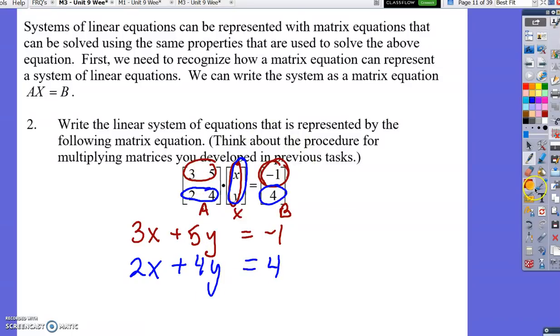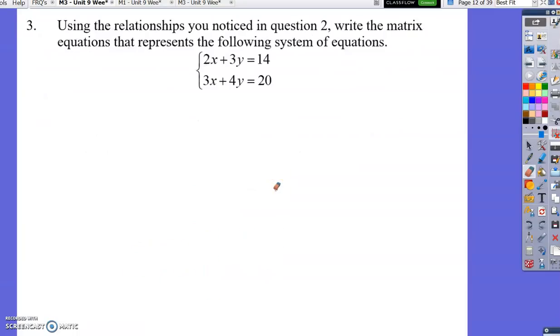And so this matrix equation right here, I'm going to erase all my circles, can be represented as this system of equations lower down here. Or the system of equations can be represented as this matrix equation. It's a pretty straightforward thing.